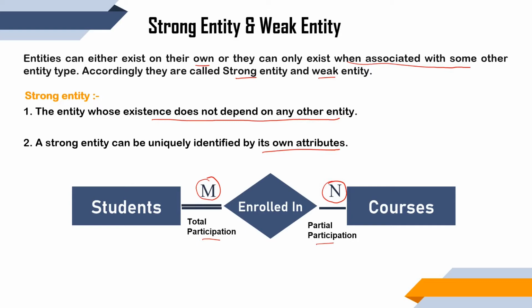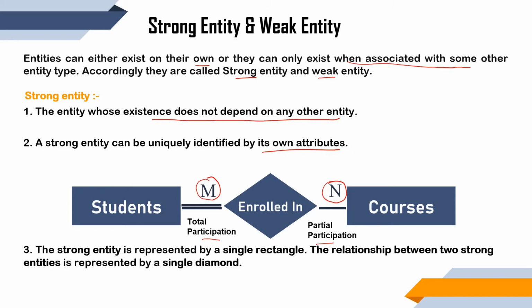Now, as you can see, the strong entity is represented by a single rectangle, like students and courses. They are strong entities because they can exist alone. And the relationship between two strong entities is represented by this single diamond.